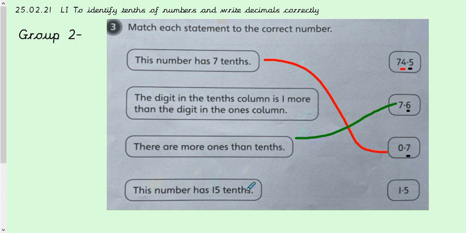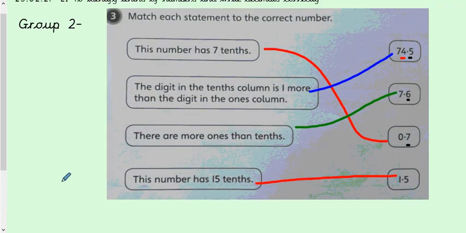This number has 15 tenths. That one would be the bottom one because if you have 15 tenths, you therefore have 1 whole and 5 tenths left over, which is the same as 1.5. And then this one would match up with the top one, and we can check that as well. It says the digit in the tenths column is 1 more than the digit in the ones column. So in the tenths column we have 5, and then if we add 1 more to that, other way around, sorry. So the 4 in the ones column, if we add 1 more to that, it would be 5, which is in the tenths column. So those are the correct ones to match them up to.